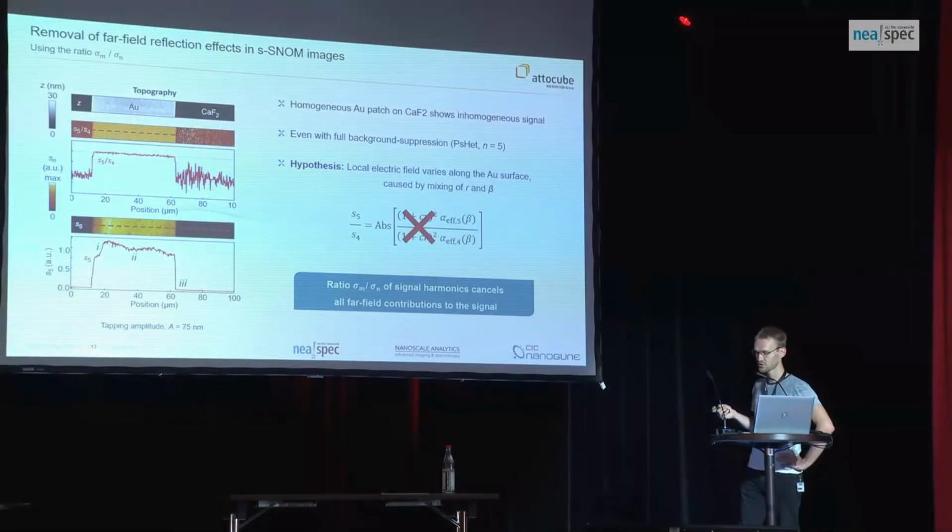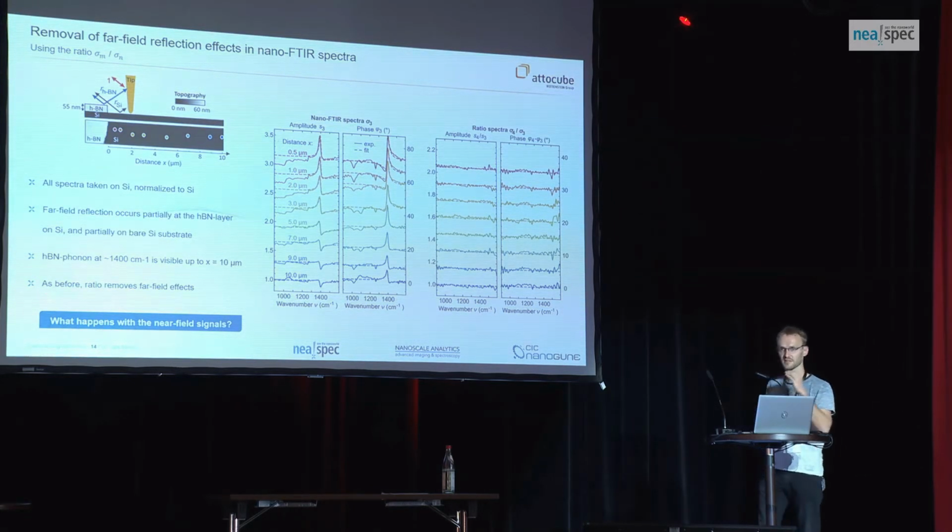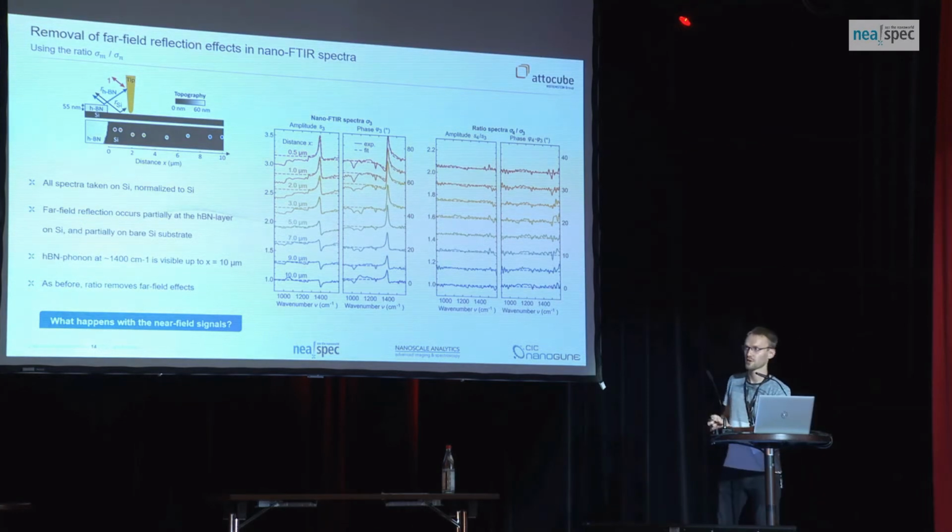Here it's shown for images. We can do the same also for spectra. This is now shown here. It's a very full slide. But essentially, what we did, we placed the boron nitride flake on silicon. And we did this because boron nitride has very high reflection, but only around 1400 wave numbers.